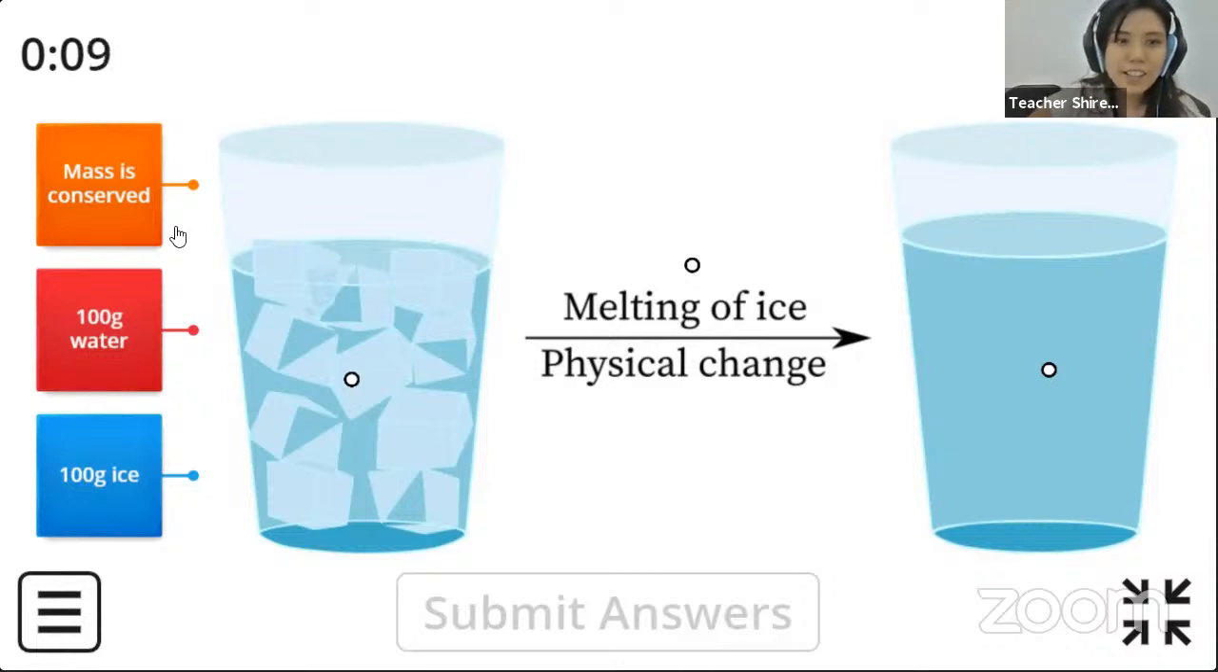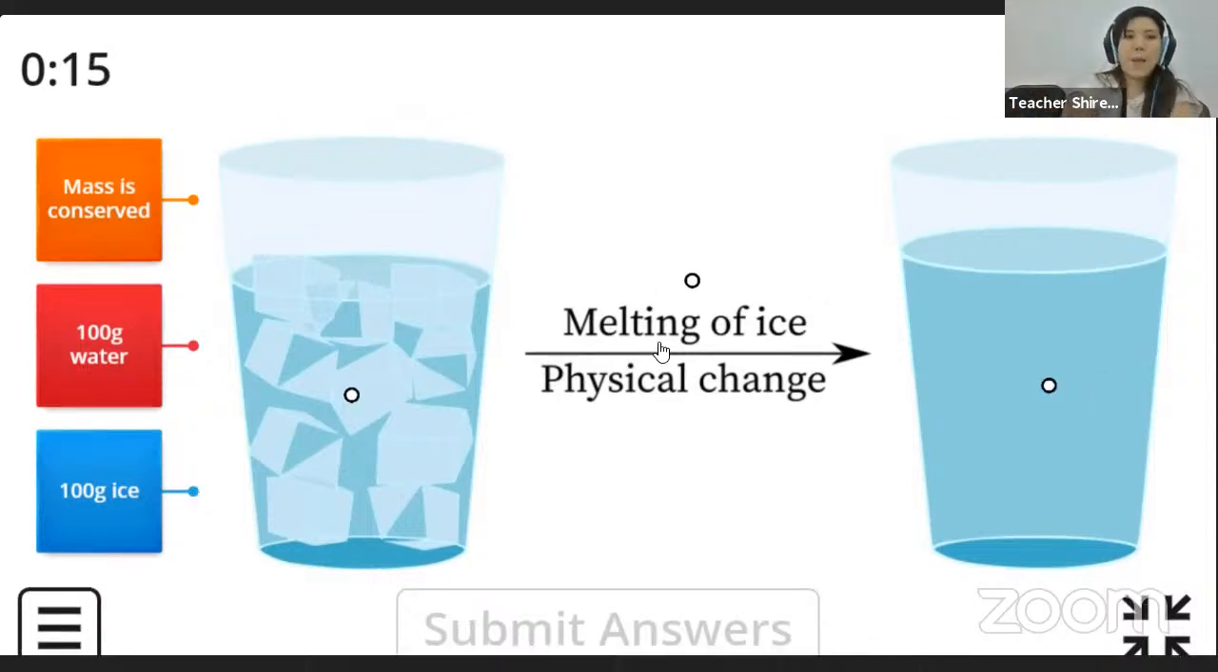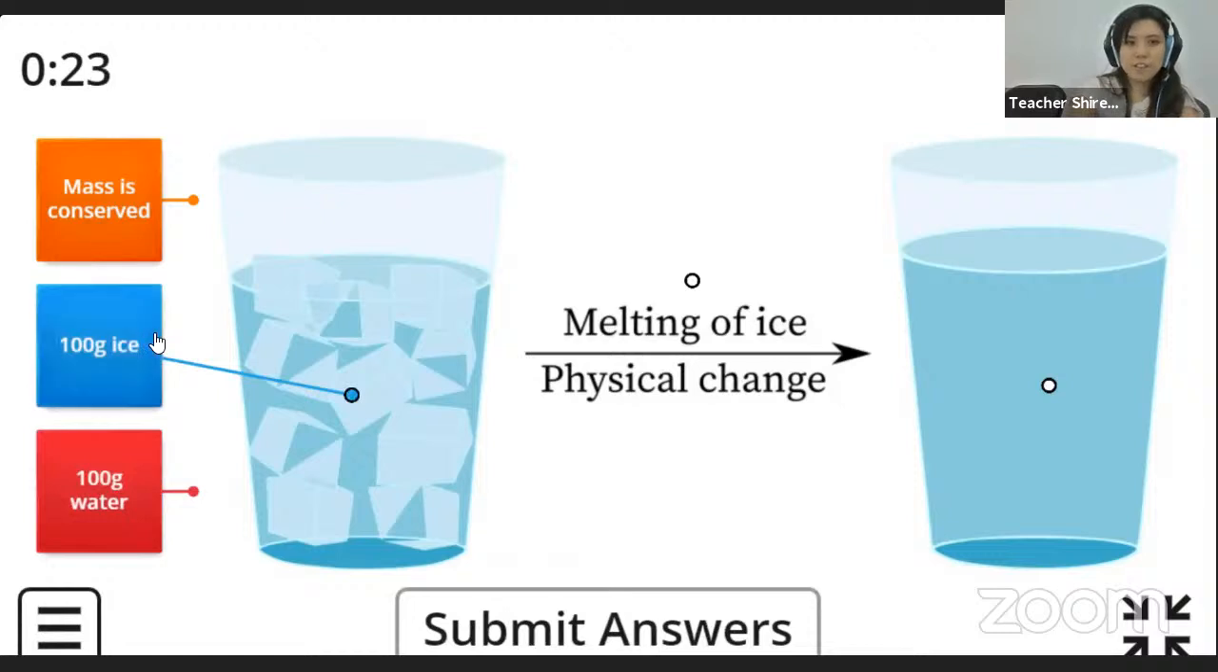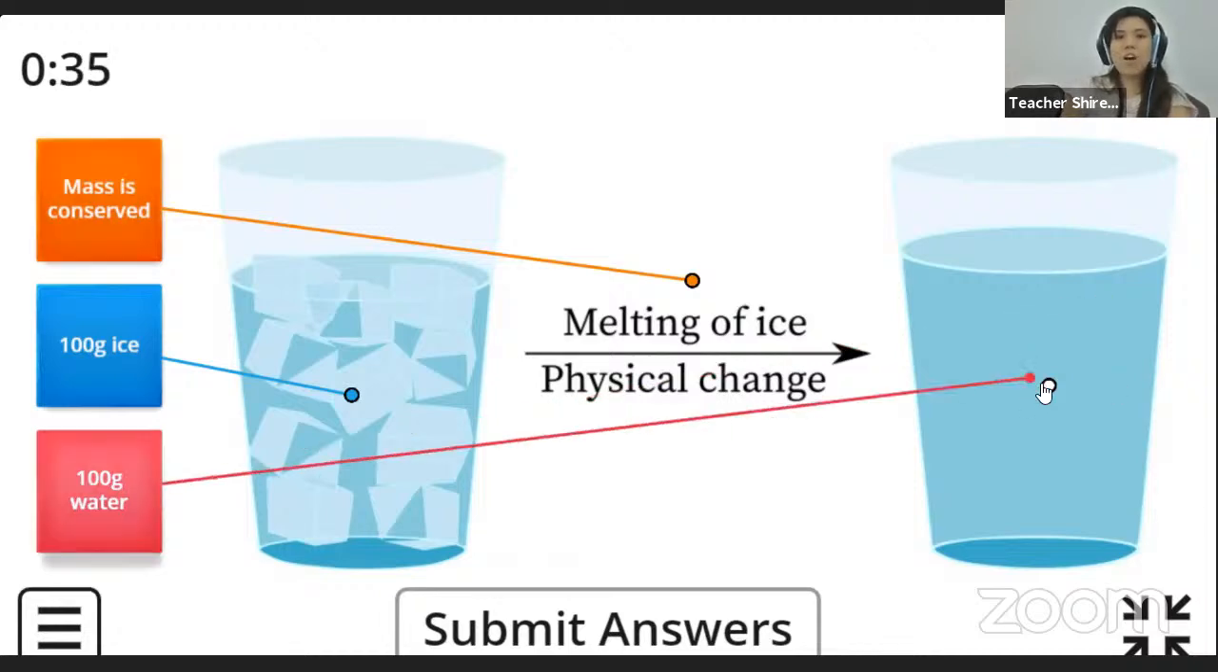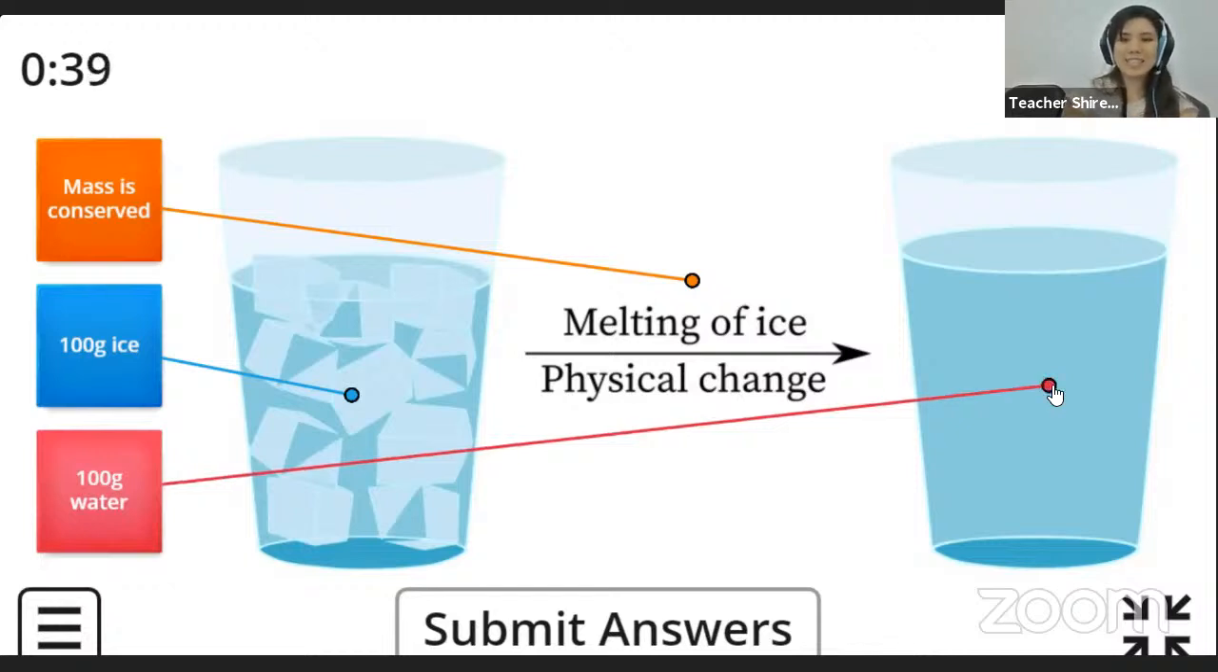Okay, so first of all, this is pretty much easy. One is ice, one is water. Ice and water first. It says 100 gram of ice and 100 gram of water. So whether it's melting or ice, both are the same gram. Which means that the mass of the liquid and the mass of the solid is the same.